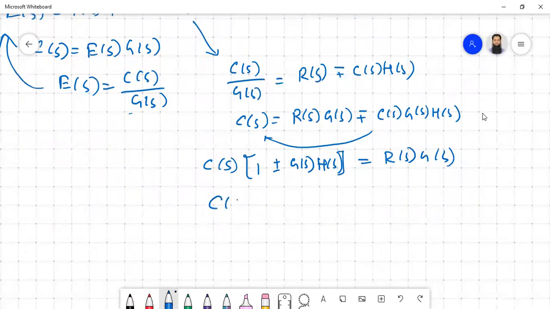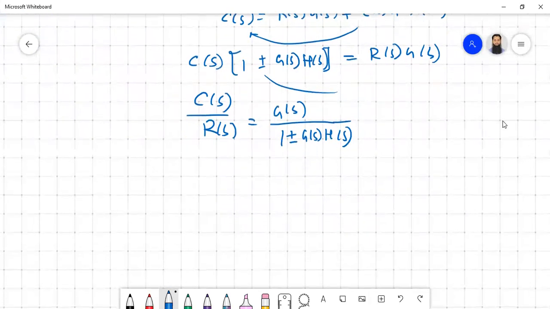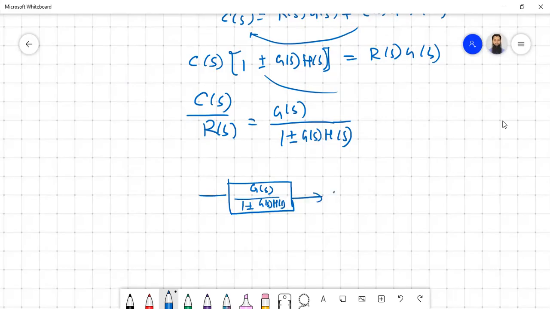So we are interested in the relation of C(s) by R(s). So this will be going the other side. What we'll be having is G(s) divided by 1 plus minus G(s)H(s). So what you get is an input-output relationship, and that feedback block diagram can be reduced into a block like this, G(s) divided by 1 plus minus G(s)H(s). Okay, so this is your C(s), this is your R(s).